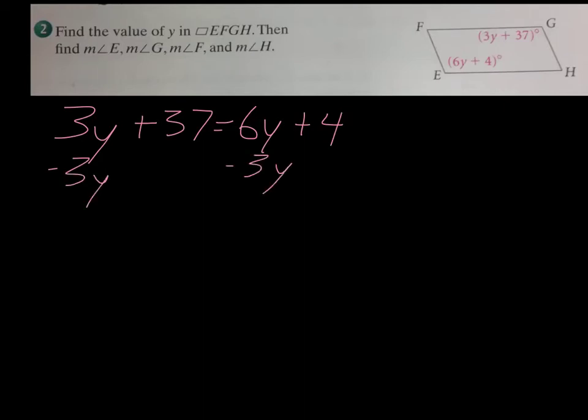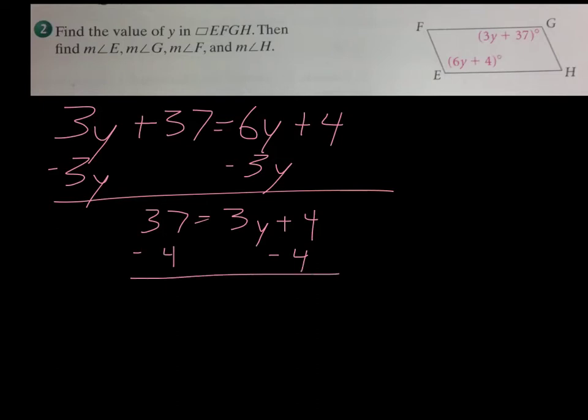Quick check number 2 asks us to find the value of y and then the measure of all 4 angles. Well, since we know opposite angles of a parallelogram are congruent, we are simply going to set 3y plus 37 equal to 6y plus 4. What are you going to do next? Hopefully you would say you're going to subtract 3y from both sides. I'm trying to get y by itself. So you get 37 equals 3y plus 4. And we will subtract 4 from both sides. 33 equals 3y. So y equals 11 once you divide both sides by 3.